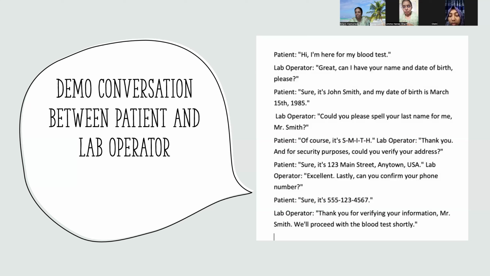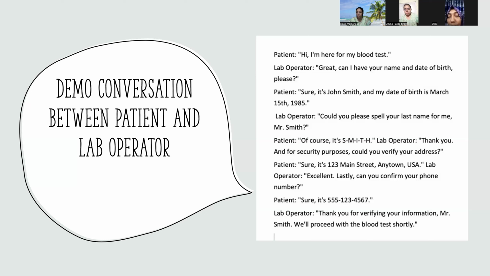Hi, yes. I'm here for my blood test. Okay. Great. Can I have your name and date of birth, please? Of course, my name is Ummehani Sharif and my date of birth is 25th May 2001. Okay. Could you please spell your last name for me, please? It's Sharif. Okay, great. Thank you.